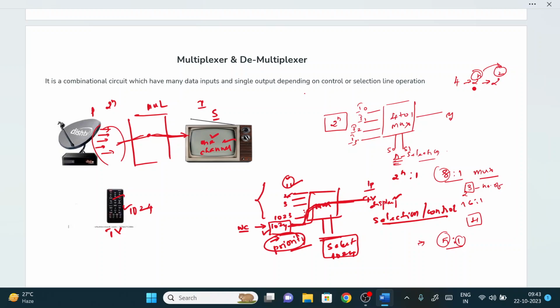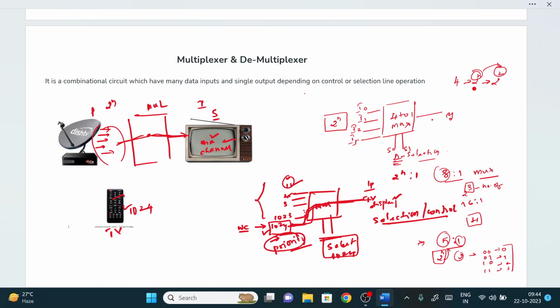Now can you identify how many selection lines are required? This is easy; it will not be in terms of the 2 power n formula. We still need to find out how many selection lines are required. Suppose you take 2 selection lines, how many possibilities will you get? 00, 01, 10, 11. It means the possibilities 0, 1, 2 as well as 3.